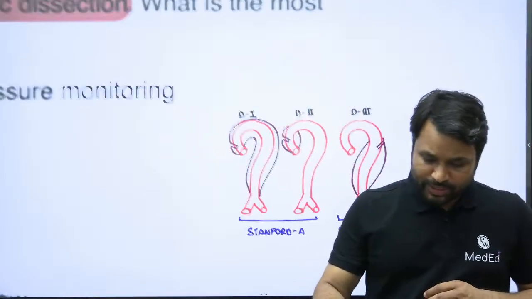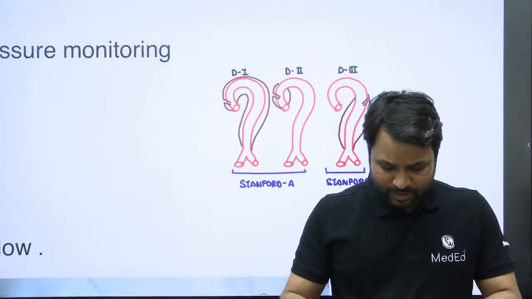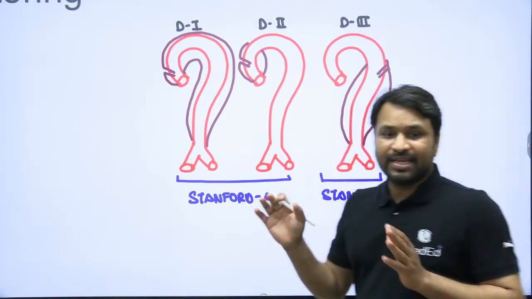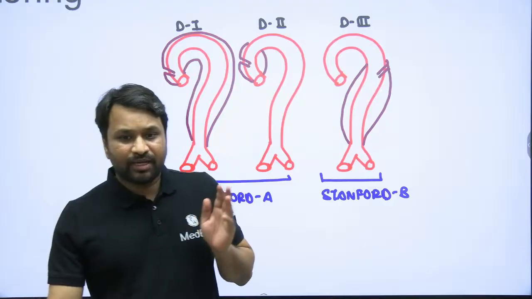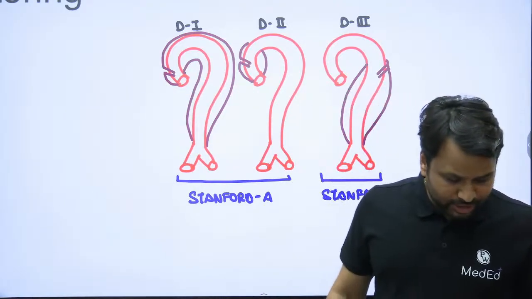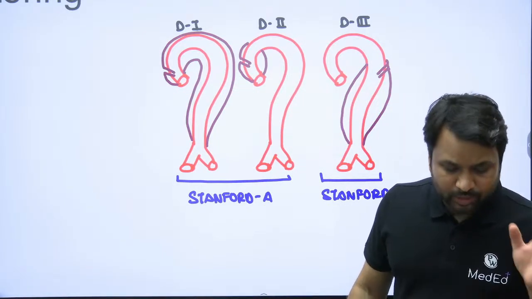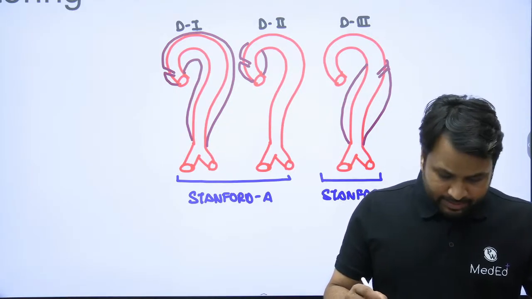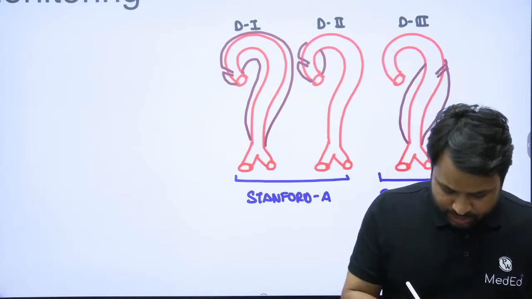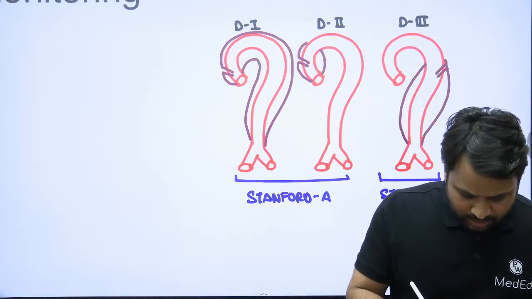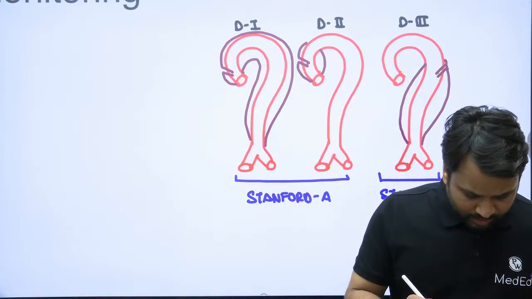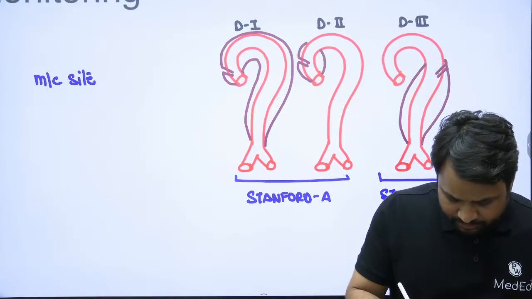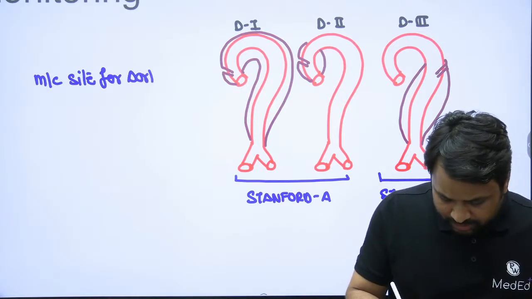Now the question that they're asking you, we'll talk about the management also. In the context of the initial presentation, in aortic dissections you need to be extremely careful about what you are dealing with and which level you are dealing with. If they ask you, what is the most common site for the aortic dissection? I'll write just the important points.